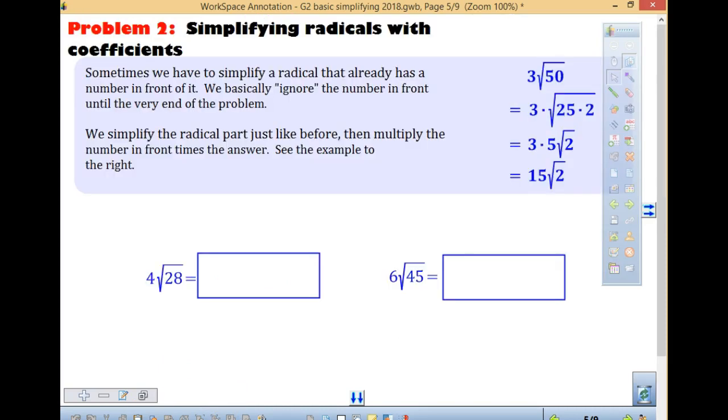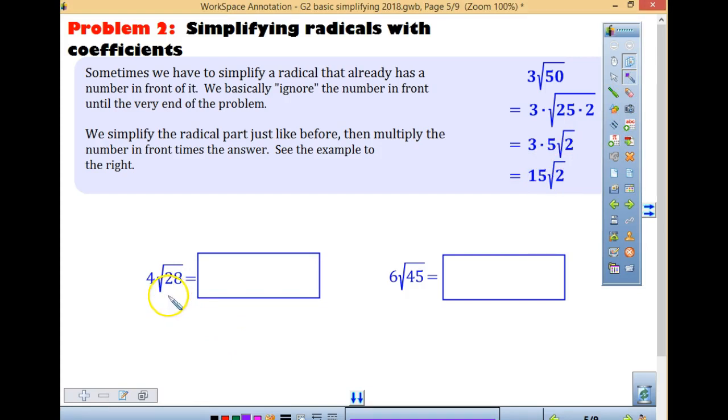We basically ignore the number in front until the end of the very problem. We simplify the radical part just like we did before, and then you multiply it by the number that's in front times that answer. So if you look at how they had 3 square root 50, they started off with 3 square root 50. They're factoring the 50 as 25 and 2. Square root of 25 is 5 square root 2. We multiply 3 times 5 to give us 15 square root 2.